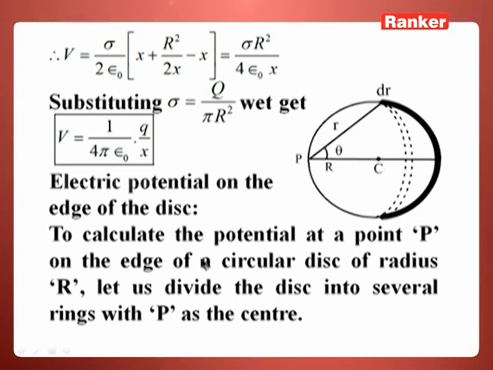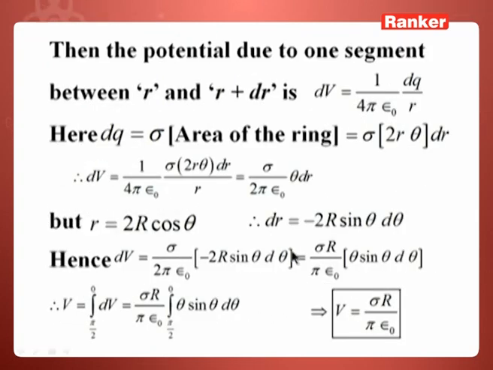Now, to calculate the potential at the point P on the edge of a circular disk of radius capital R, let us divide the disk into several rings with P as the center. Keeping the point P as the center, imagine several rings like this on the disk such that we can easily calculate the value of potential at the point P at the edge. Now check the calculation carefully. The potential due to one segment between small r and small r plus dr. In between these two values, what is the potential?